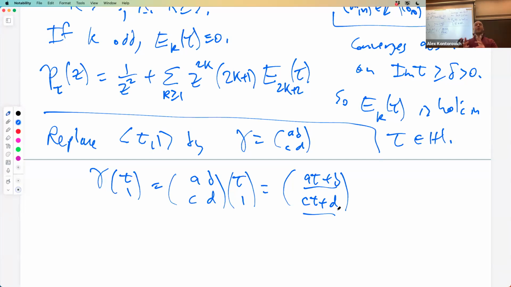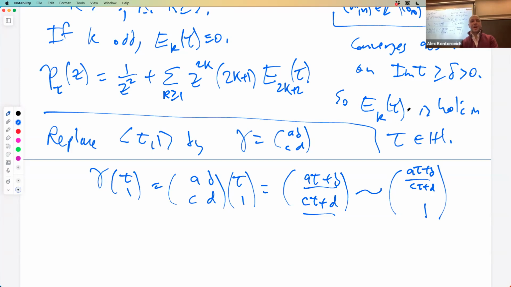But remember, we want to think about lattices up to homothety. So we want to divide through by W2. I'm going to divide both sides by W2. So what's C tau plus D divided by C tau plus D? One. And what happens to the other basis vector? It turns into A tau plus B over C tau plus D. We are again seeing this fractional linear transformation.